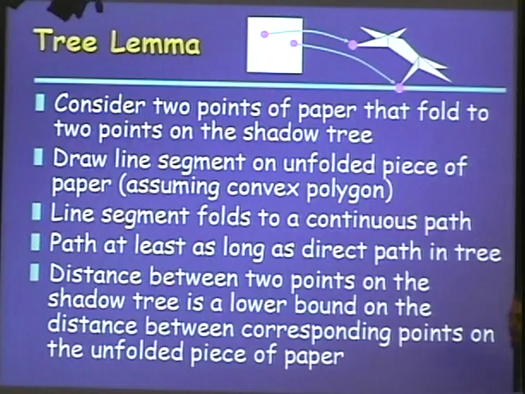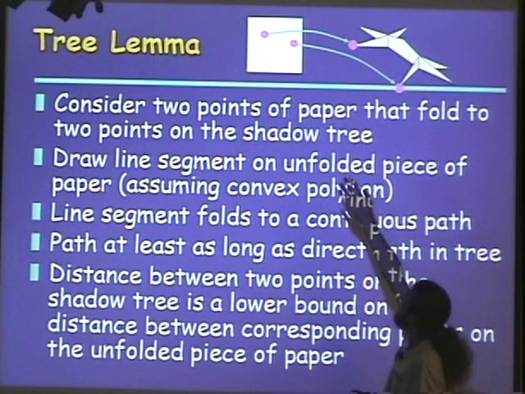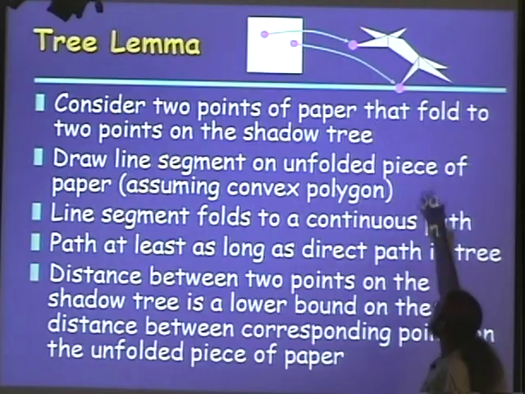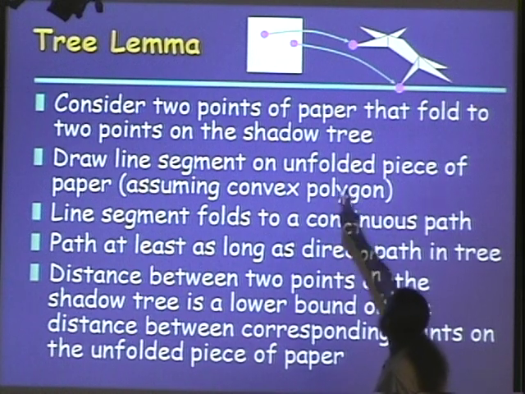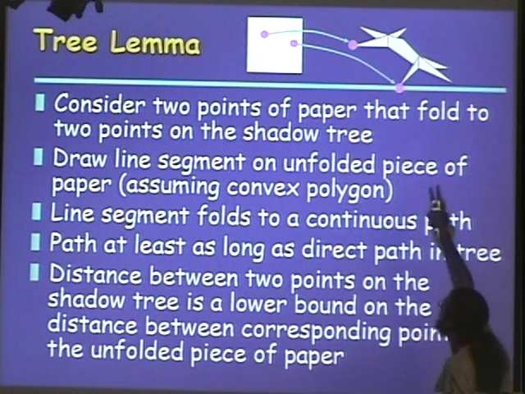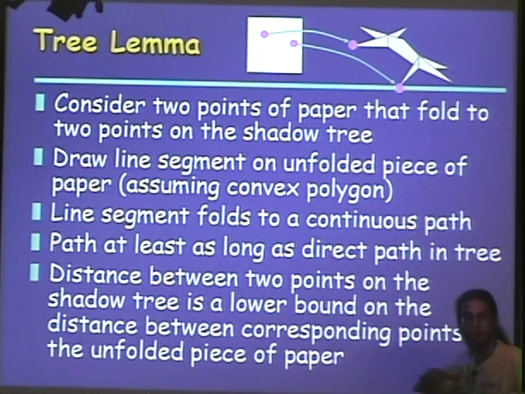And the key idea is something called the tree lemma, which is very simple. So suppose I take my square piece of paper on the left there and my desired base on the right, some hypothetical origami base. And I look at 2 points on the left that fold to vertices of the shadow tree. So they fold to somewhere in the bottom of this origami base.